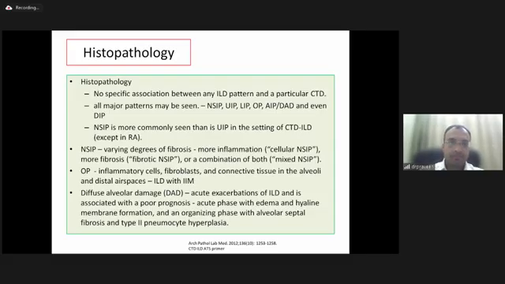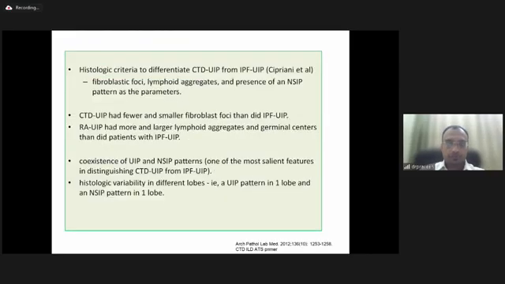Bhavin has already mentioned, in NSIP, in pathology, there could be a cellular NSIP or a fibrotic NSIP or a combination of both. If there is an OP pattern in biopsy, think of myositis, and if there is diffuse alveolar damage, which predicts a bad prognosis.